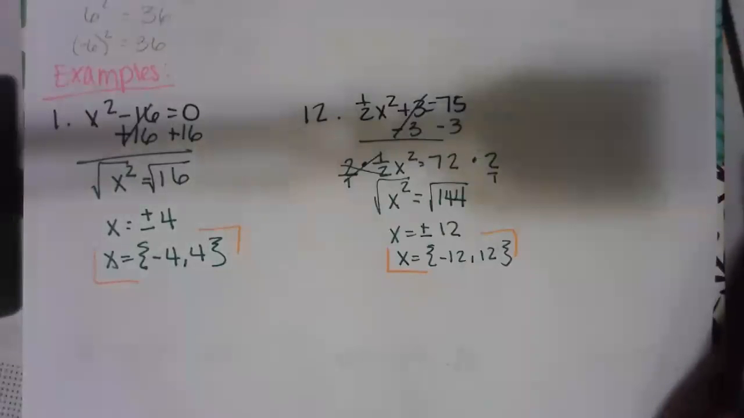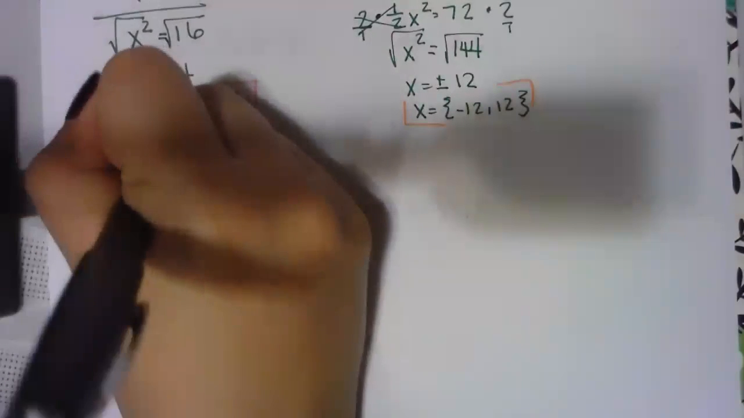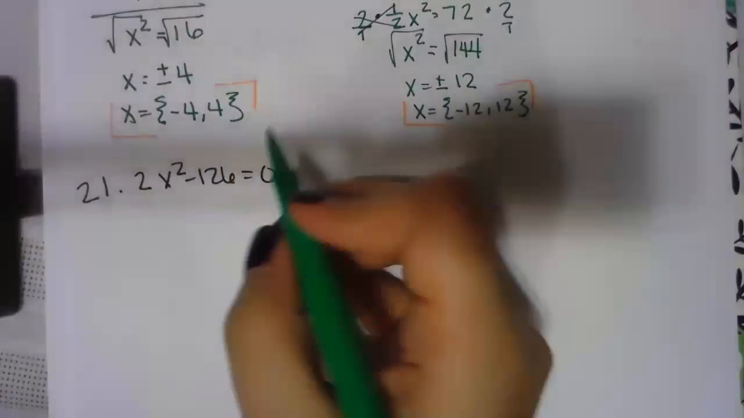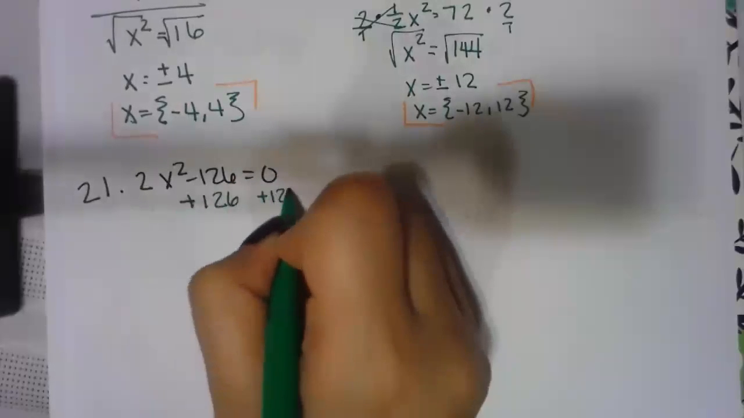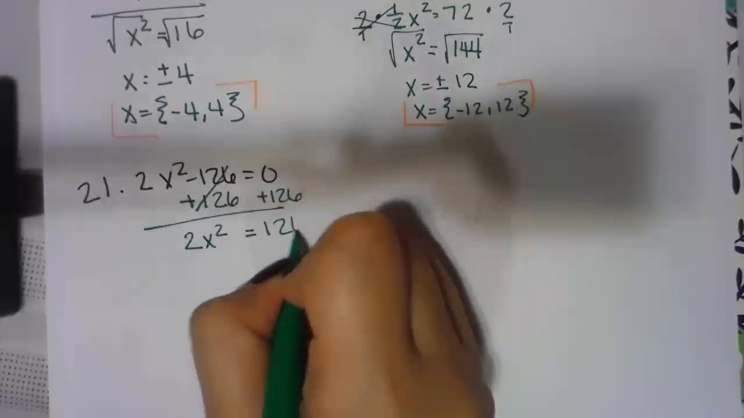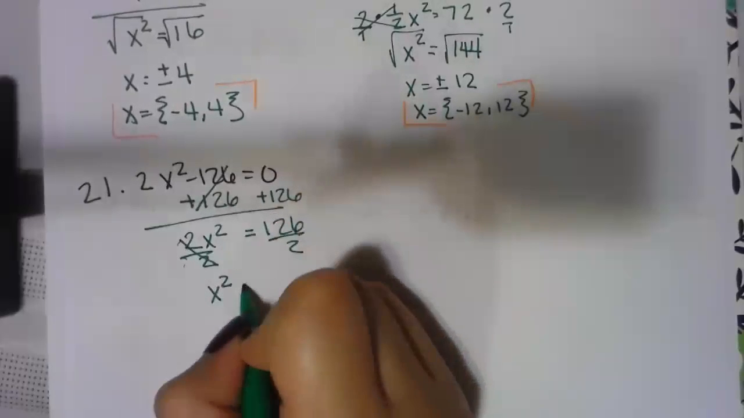All right, you can also get fractions in this, that's totally fine as well. But let's say that we're getting some irrationals. So you can get irrational solutions. For example, we're going to take 21, which says 2x squared minus 126 equals 0. Well, isolating x squared, you would add 126, add 126. So then 2x squared equals 126. And then divide by 2, divide by 2. So x squared equals 63.